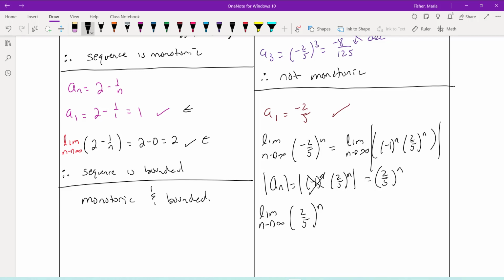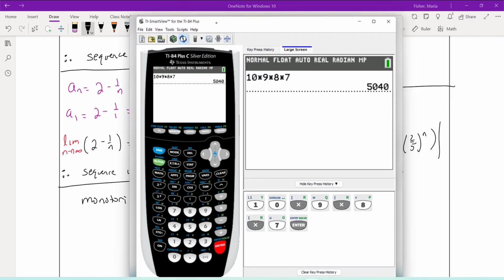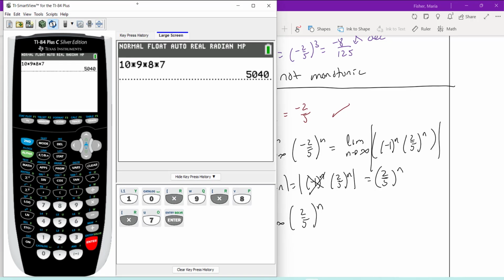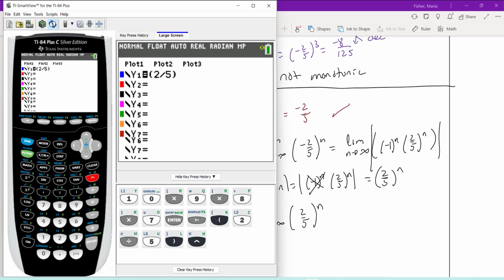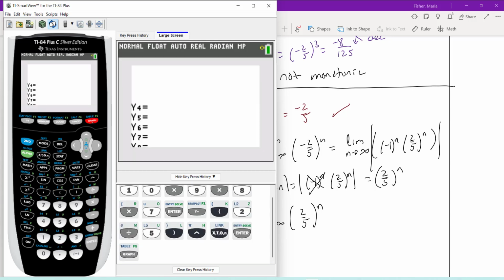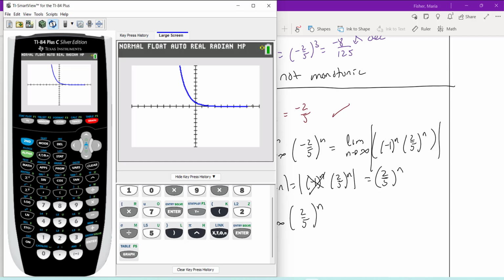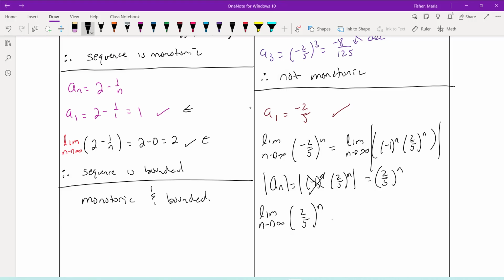The easiest way to determine this is to look at its graph. So if we grab a graphing calculator and we put in 2/5 raised to the x and graph, as our x's here are approaching infinity, notice that we're trying to get closer and closer to y equals 0. This is a decreasing exponential function, so it's trying to get closer and closer to y equals 0. Therefore, I know that this limit, 2/5 to the infinity, is equal to 0.